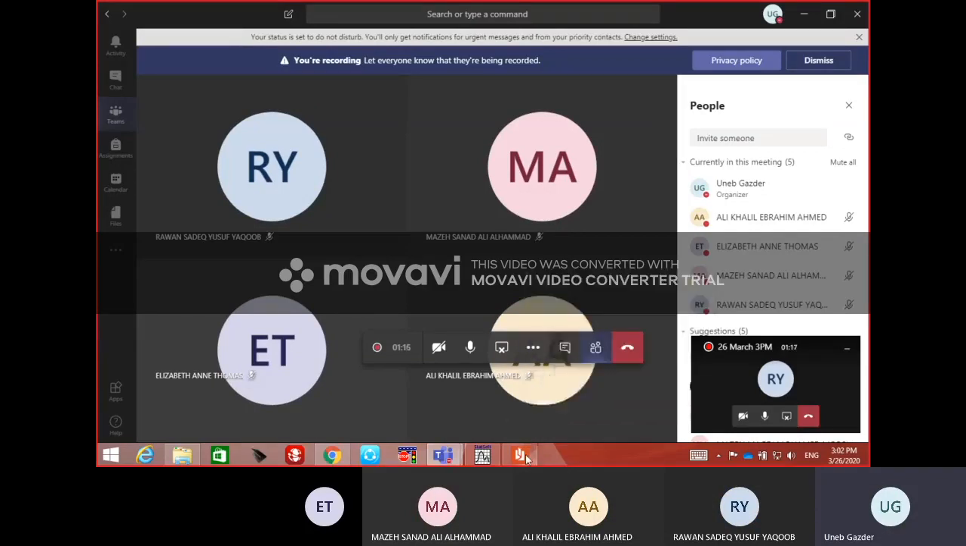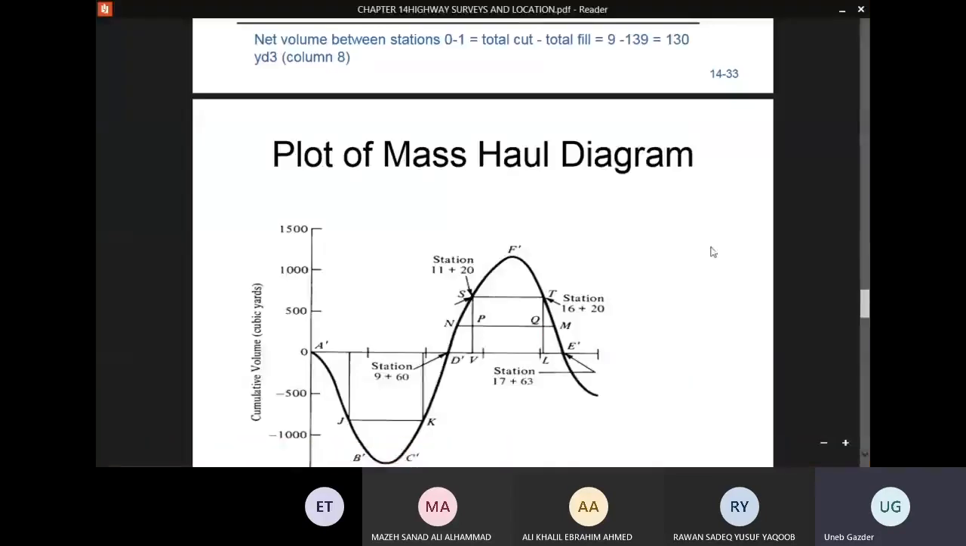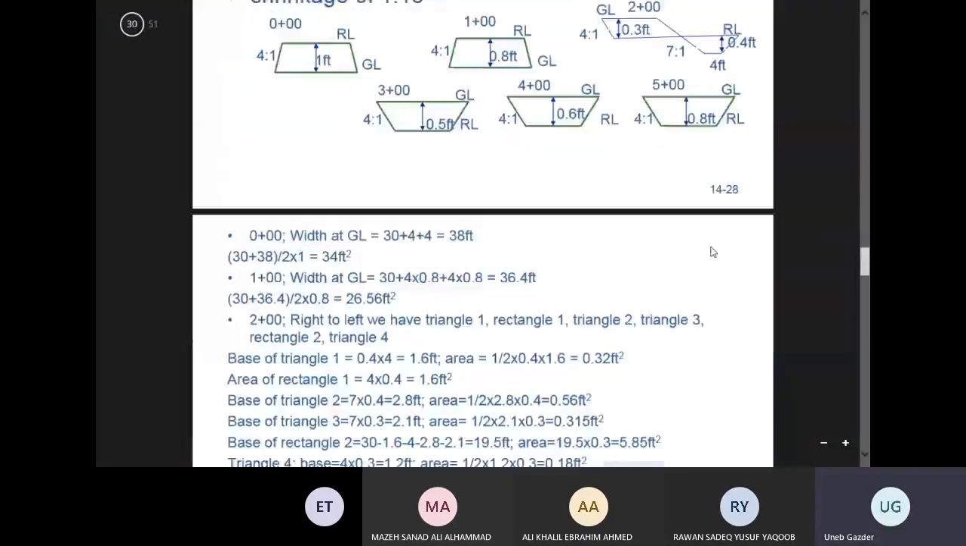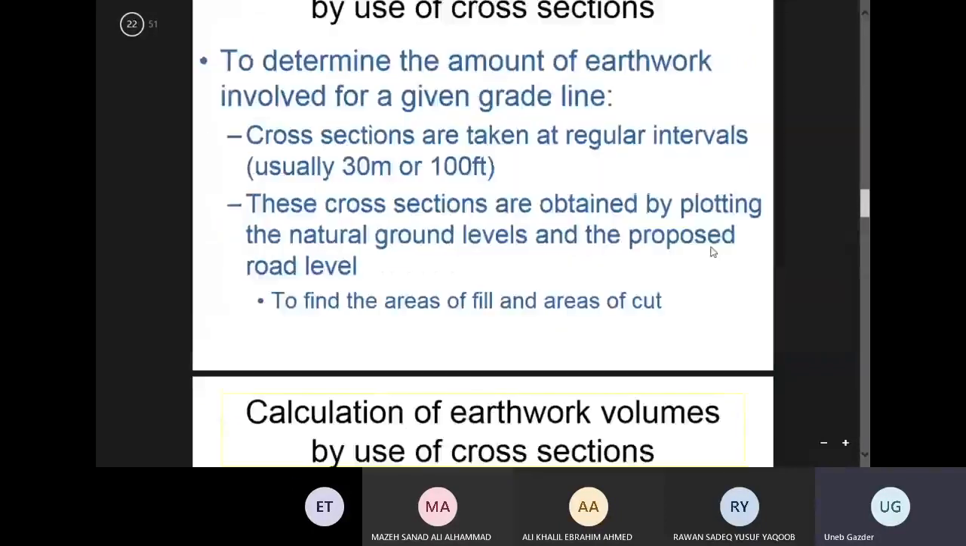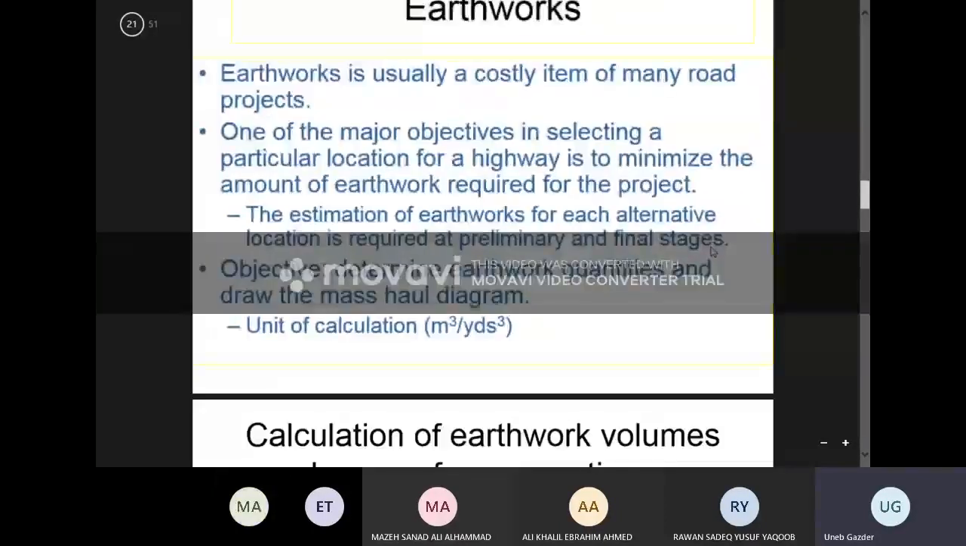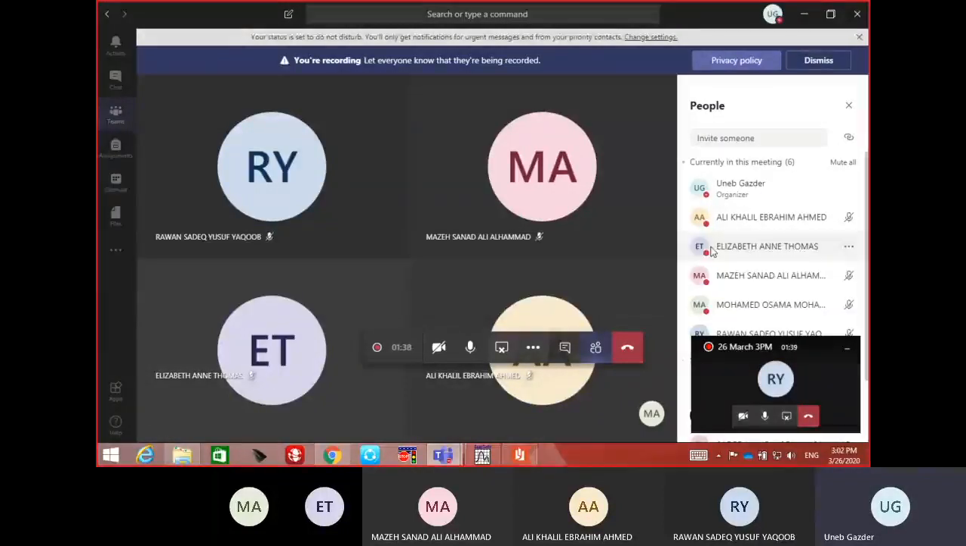Today we will continue with the discussion about earthwork. Yesterday I told you that earthwork is the most important item of the cost of road projects, because that is making the road level equal to the ground level. So when this is done, most of the construction work is completed.